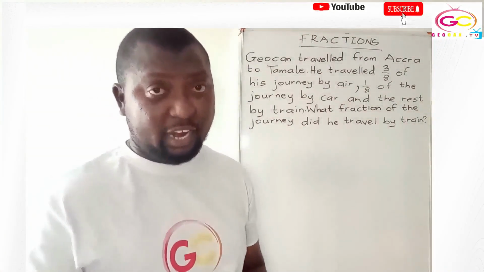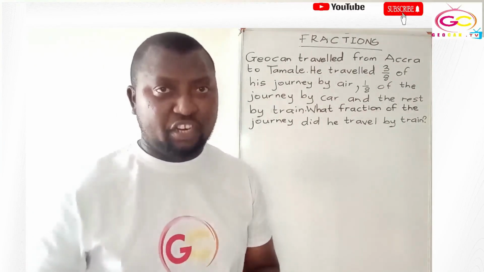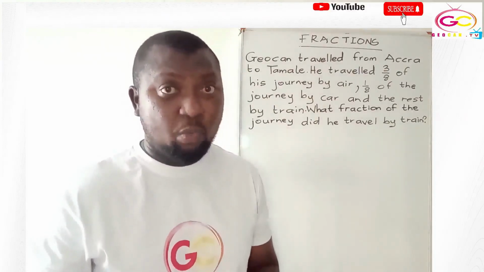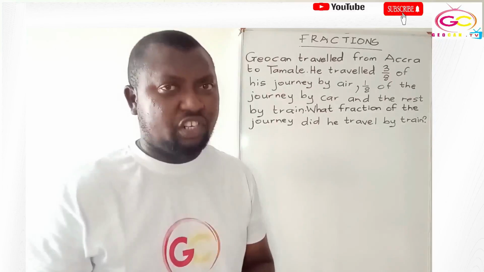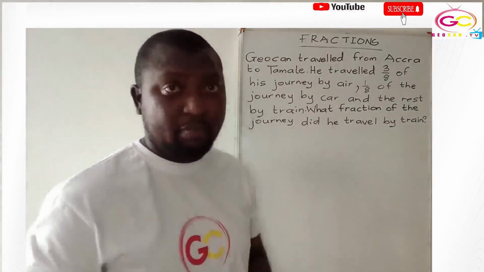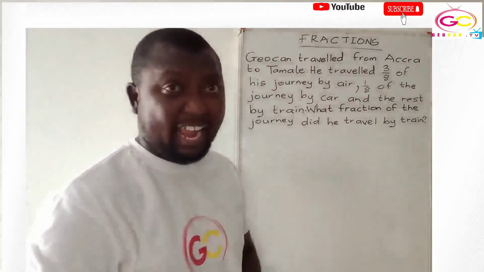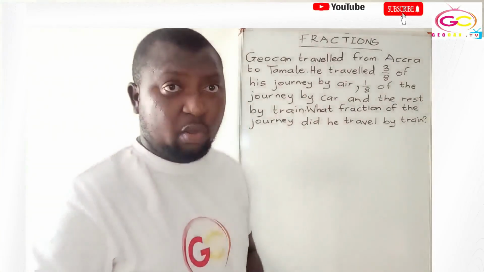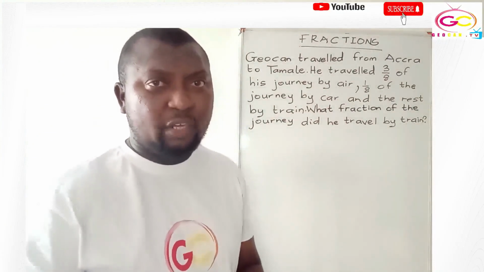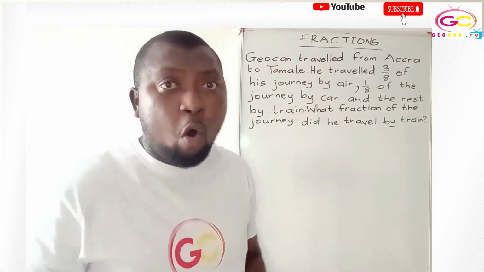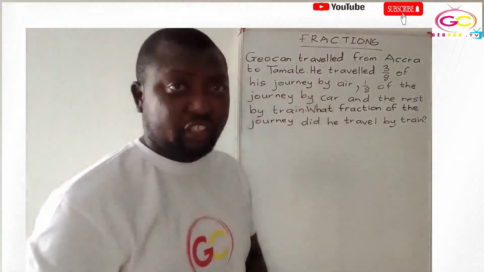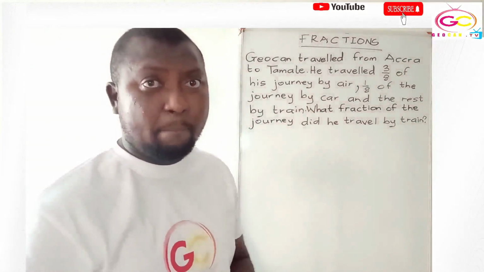Please pay critical attention here with what I'm going to say. Remember, in fractions, the journey will be represented as 1. One whole number. It's so critical and so essential. The journey is represented as 1. Since we know that he used 3 over 8 by air and 1 over 8 by car, we can sum those two. Good. And if we are able to do that, we will subtract it from the whole journey, which is 1. And that will give us the fraction of the journey he used by train.